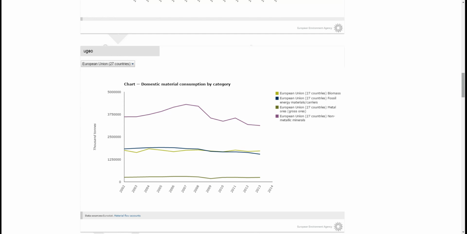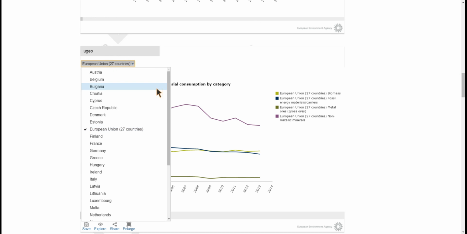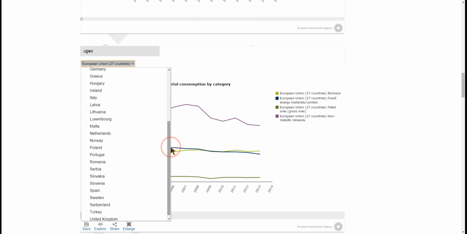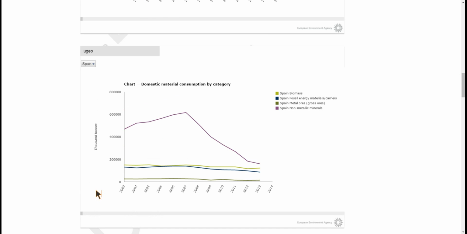Next graph shows absolute amounts and domestic material consumption categories. It will allow you to trace what's happened in Spain, for example, over time. That shows you how the construction crisis hit Spain.